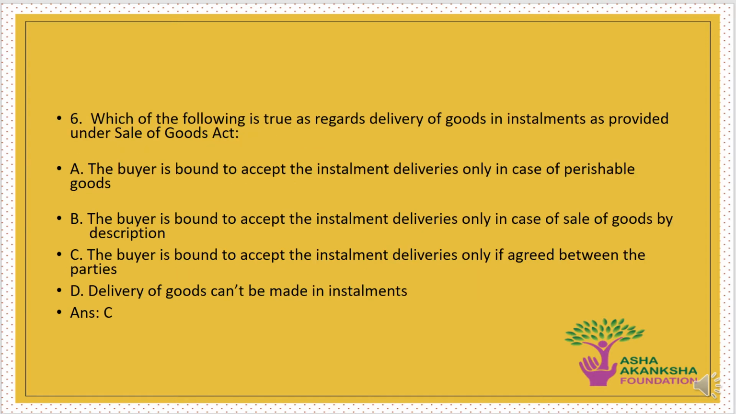The next question is, which of the following is true as regards delivery of goods in installments as provided under the Sales of Goods Act? The options are A. The buyer is bound to accept the installment deliveries only in case of perishable goods. B. The buyer is bound to accept the installment deliveries only in case of sale of goods by description. C. The buyer is bound to accept the installment deliveries only if agreed between the parties. Or D. Delivery of goods can't be made in installments.